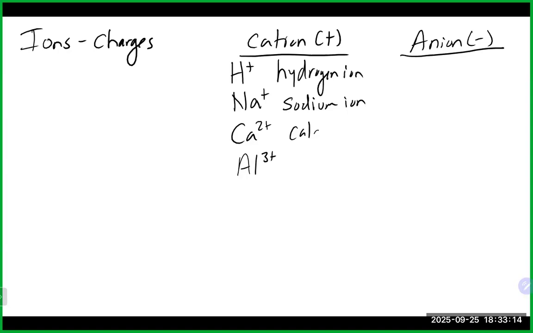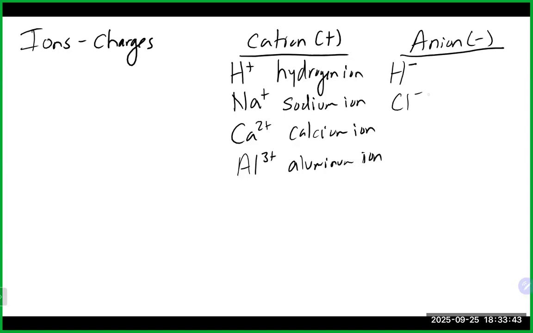This would be the calcium ion. And that would be the aluminum ion. Now, anions, which are negatively charged, obviously, if you're going to write the formula for an anion, you do need to include the charge as well. So hydrogen is one of the only ones that could go both ways. It can be positive in certain cases, and it can be negative in other cases.